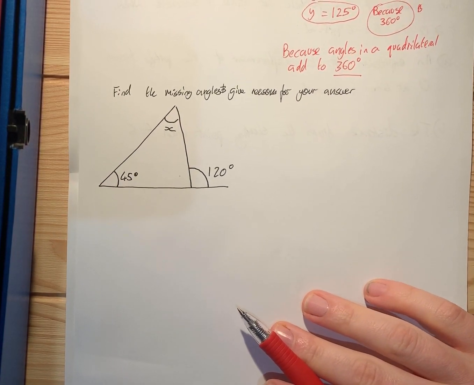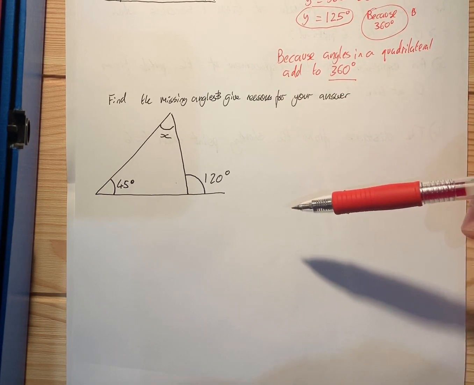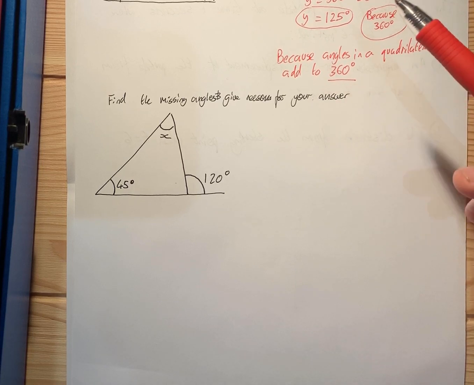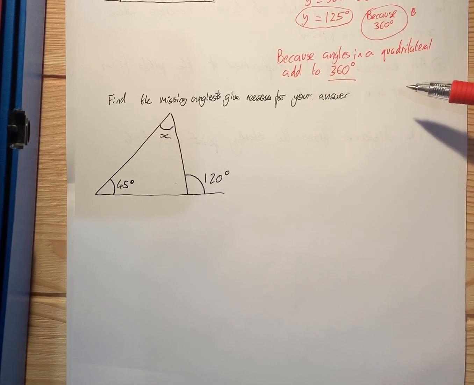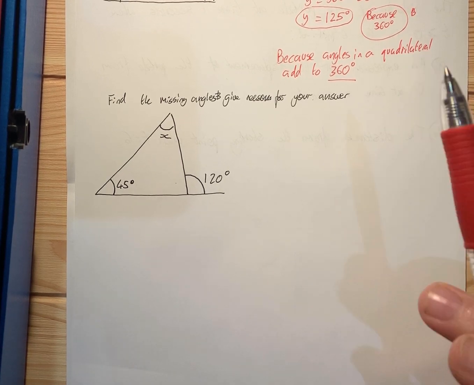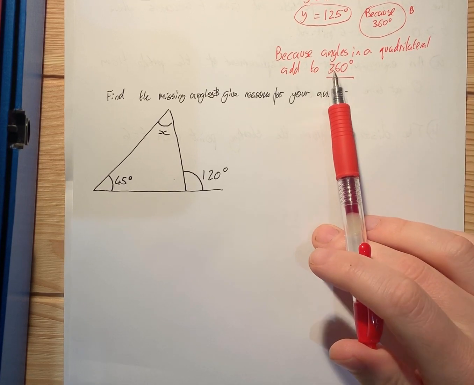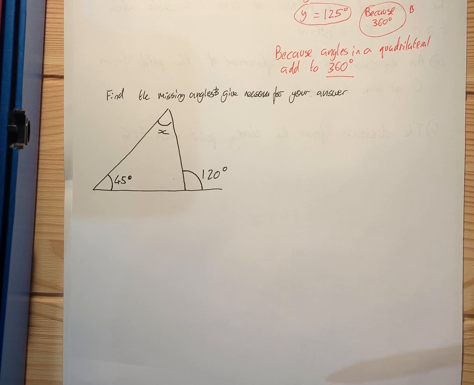So what I want you guys to do is have a go at this one. You've got to find the missing angle here, give a reason for your answer, and really work on giving a full reason. There might be a couple of reasons that you've got to give here, but make sure that any reason you give has got what they add to and why they add to it. So just pause it. I'll go through the answer in a second.